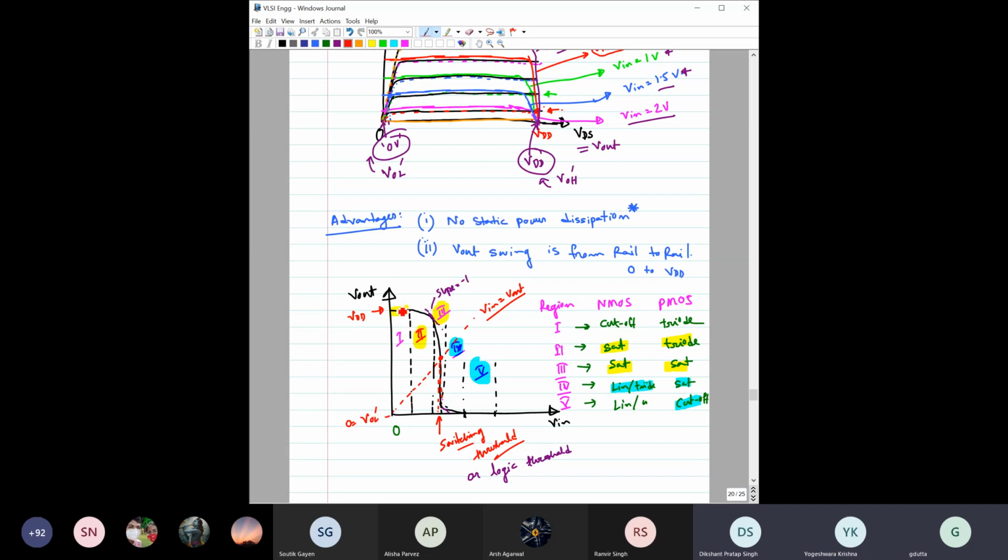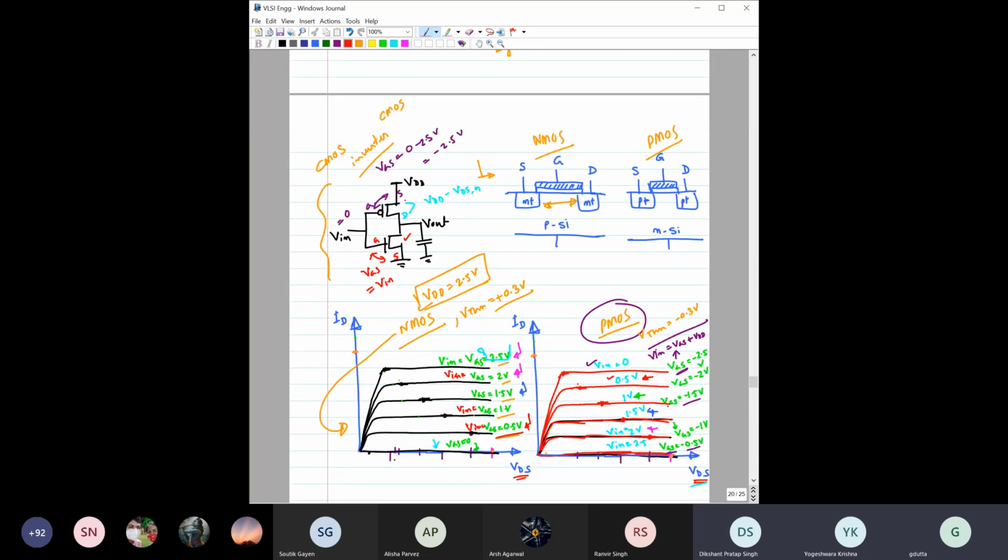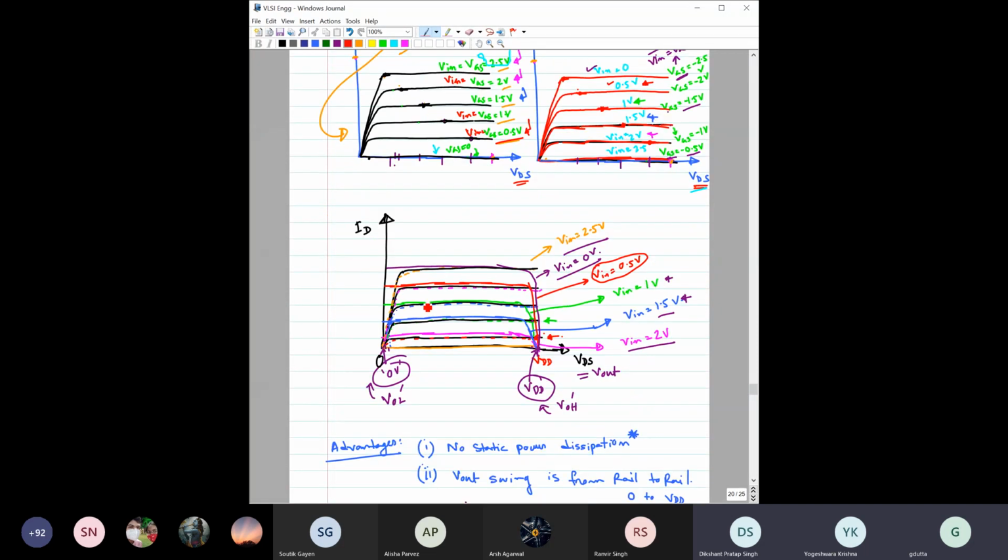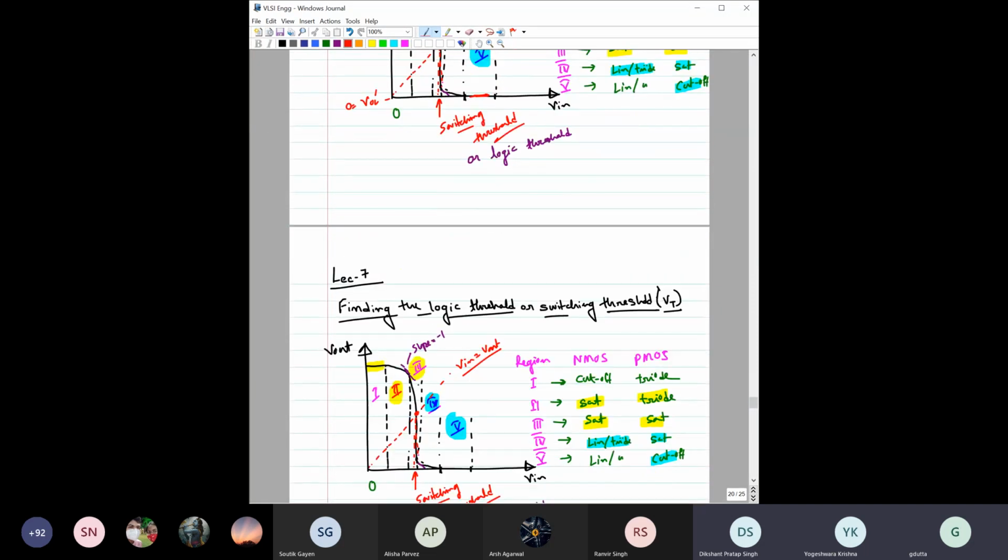Within this region, the PMOS is on and the NMOS is off, so there is no static power dissipation. Similarly, for this region, the PMOS is off and the NMOS is on, so here also there is no static power dissipation, because both the transistors are never simultaneously on. So there is no direct path from the power supply to the ground. These are the key things that you should always remember.